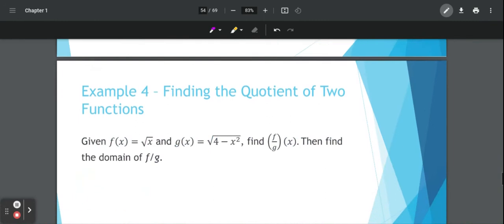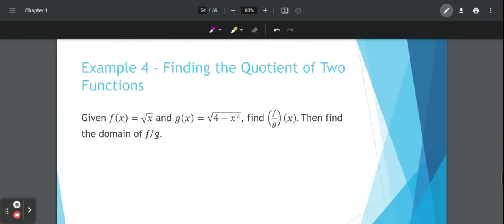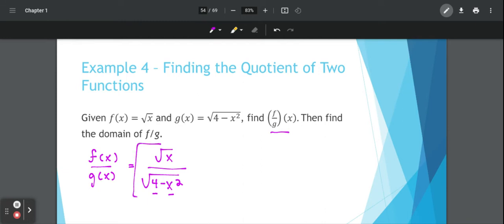In our next example, we have finding the quotient, which means you're dividing. If we're finding f divided by g of x, we take our f of x and divide by g of x, which means you have the square root of x over the square root of 4 minus x squared. Don't be tempted to simplify the 4 and the x squared under the square root. You have a binomial, so you're not allowed to simplify them separately. It just has to stay 4 minus x squared under your square root. So this would just be your answer.